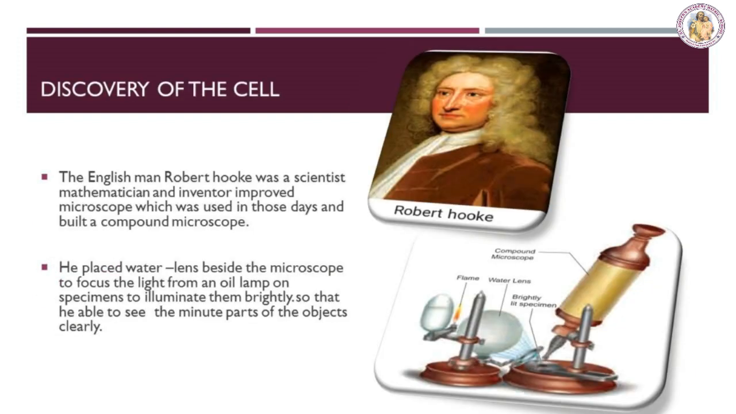Discovery of the cell. The Englishman Robert Hooke was a scientist, mathematician and inventor. He improved the microscope which was used in those days and built a compound microscope. He placed a water lens beside the microscope to focus the light from an oil lamp on specimens to illuminate them brightly, so that he was able to see the minute parts of the objects clearly. In the picture you can see the compound microscope, the flame, the water lens and the specimens which were seen brightly.